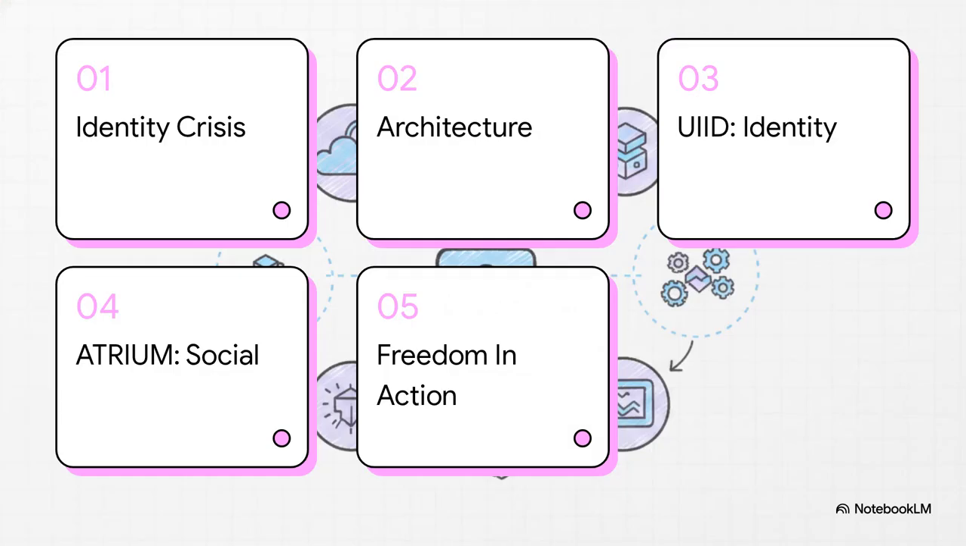1. The digital identity crisis. 2. Web4, architecture of freedom. 3. UID, reclaiming personal identity. 4. Atrium, reclaiming social spaces. And finally, 5. Freedom in action.